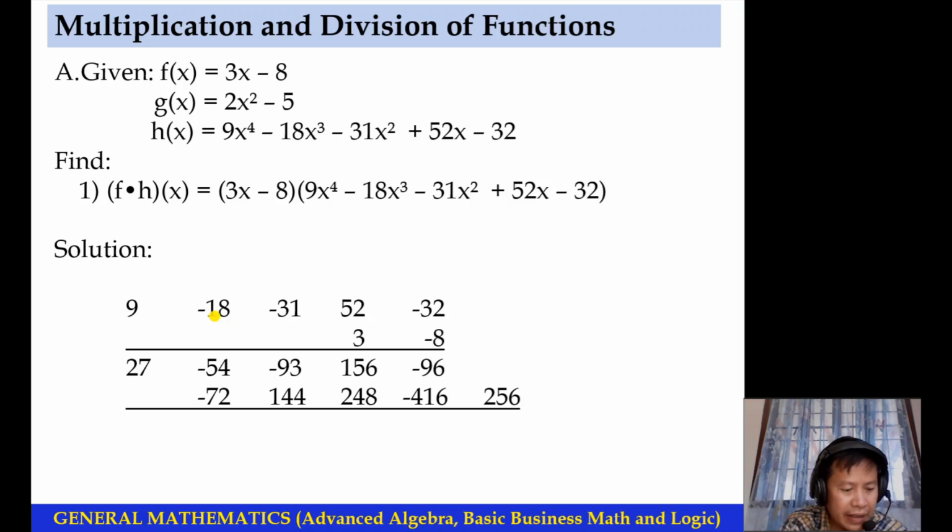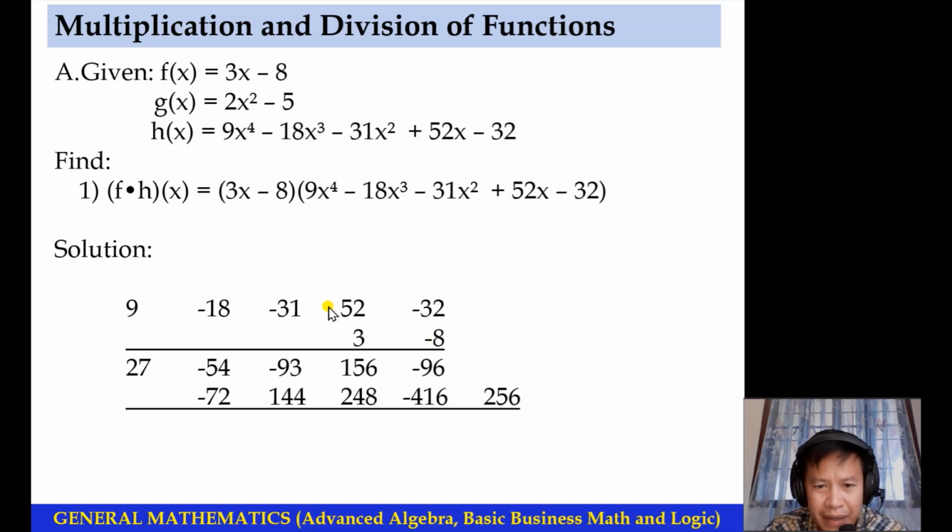Times 18 is positive 144 already, because negative times negative is positive. Did you understand? Then negative times negative is positive already. Then 8 times 31. 8 times 31 is 248. And this is the answer.